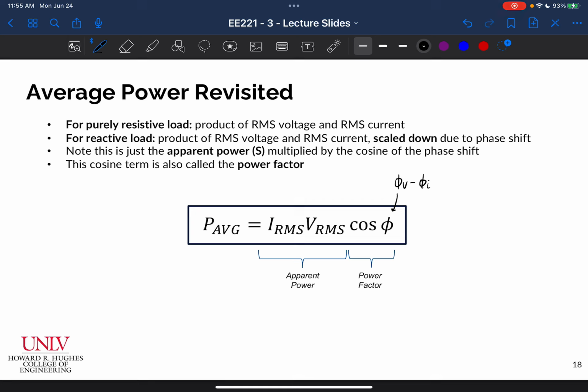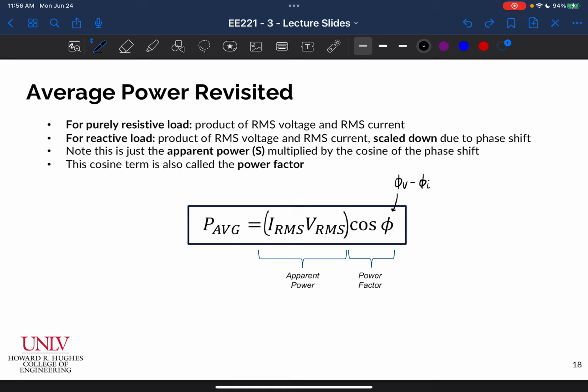And so it'll basically take my IRMS and my VRMS, which I calculated previously as my average power, and it'll just scale it to a value between 0 and 1. So it is possible for the phase shift to be such that this entire cosine term goes to 0, and I get 0 average power dissipated by my load. That is the case when we have a purely capacitive or a purely inductive load.